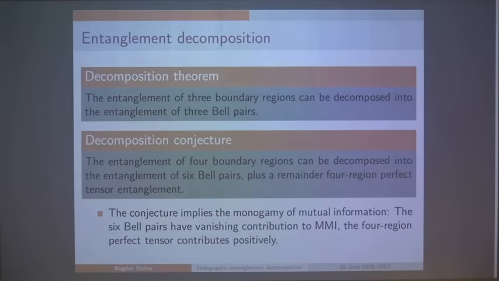But one can actually go a bit further and ask whether entanglement should decompose in some way. It turns out that for 3 boundary regions, the entanglement, and here I mean precisely these pairwise flows, can be decomposed into the entanglement of 3 Bell pairs. And for 4 regions, we can't quite show it yet, but it's reasonable to conjecture that the entanglement should be decomposed into 6 Bell pairs plus a remainder of 4-region perfect tensor entanglement. And this gives a nice motivation for the monogamy of mutual information. The 6 Bell pairs contribute 0, and the 4-region perfect tensor contributes positively.